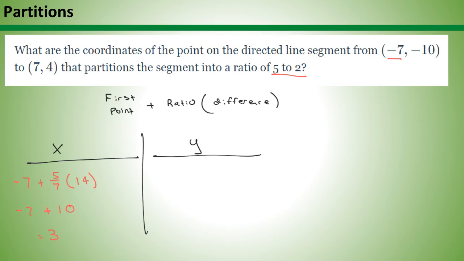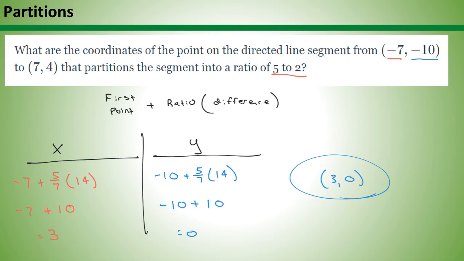All right, now y. We're going to start at negative 10. Ratio is still 5/7. But going from negative 10 to positive 4, that is also 14. So we're going up by 14. So that's really negative 10 plus 10, which is just 0. So our answer on this one is going to be 3, 0. And that is our point that partitions this segment.